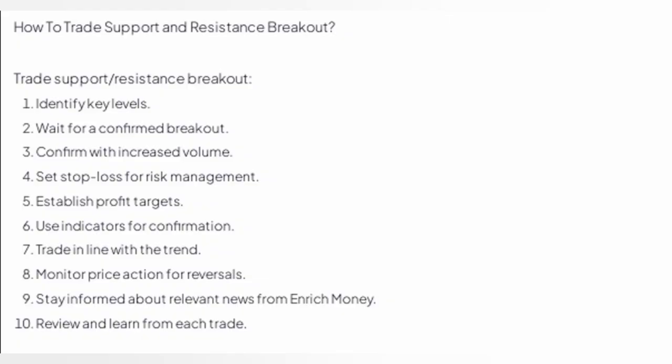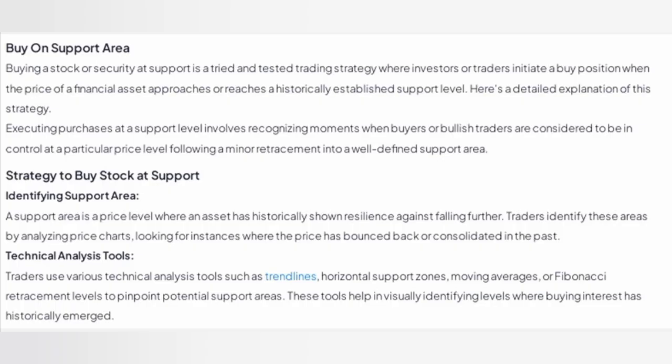Review and learn from each trade. Buy on support area. Buying a stock or security at support is a tried and tested trading strategy where investors or traders initiate a buy position when the price of a financial asset approaches or reaches a historically established support level. Here's a detailed explanation of this strategy. Executing purchases at a support level involves recognizing moments when buyers or bullish traders are considered to be in control at a particular price level following a minor retracement into a well-defined support area. Strategy to buy stock at support.